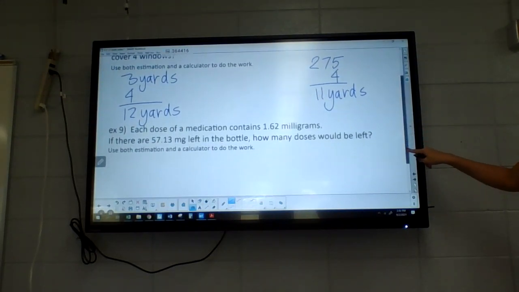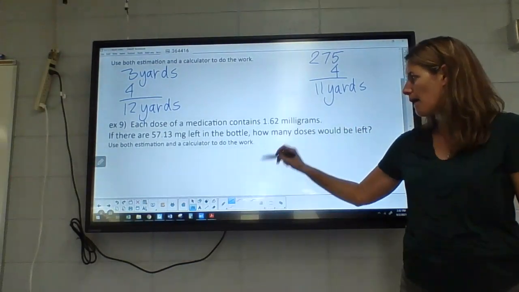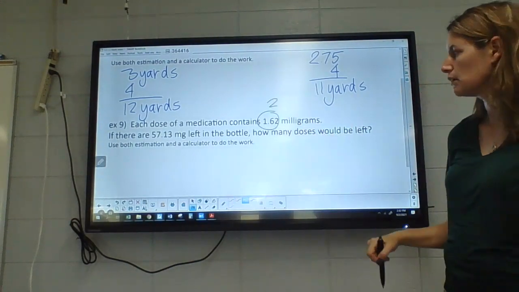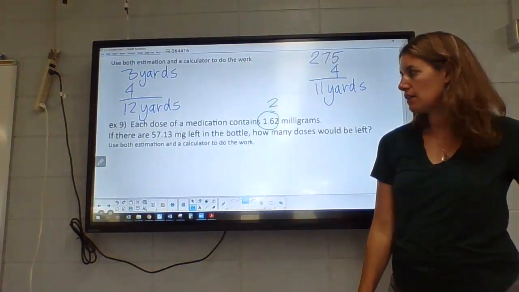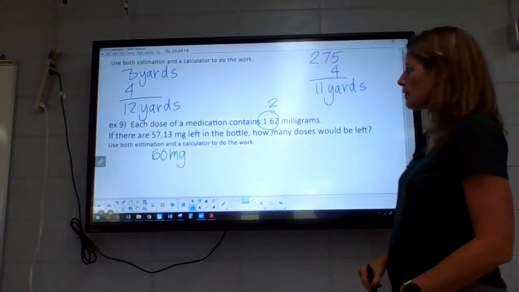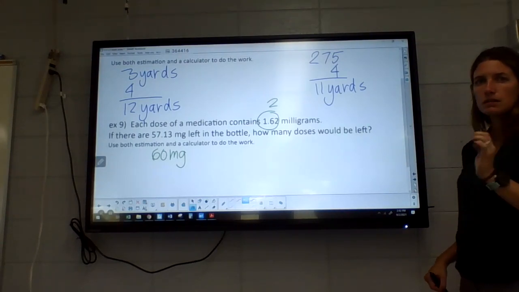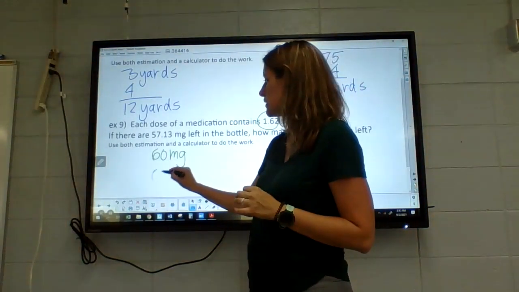All right, so it says each dose of medication contains 1.62 milligrams. If there are 57.13 milligrams left in the bottle, how many doses would be left? So how many days could we keep taking this if the dose is 1.62? So estimation, 1.62, what would you call that? 2, probably, right? And then 57, you'd probably call that 60. So if I have 2 milligrams every day for 60 milligrams, how many days? 30, so you get a month. So 60 divided by 2.